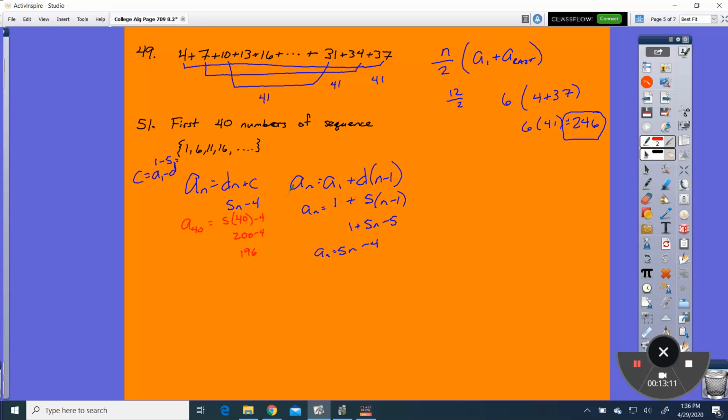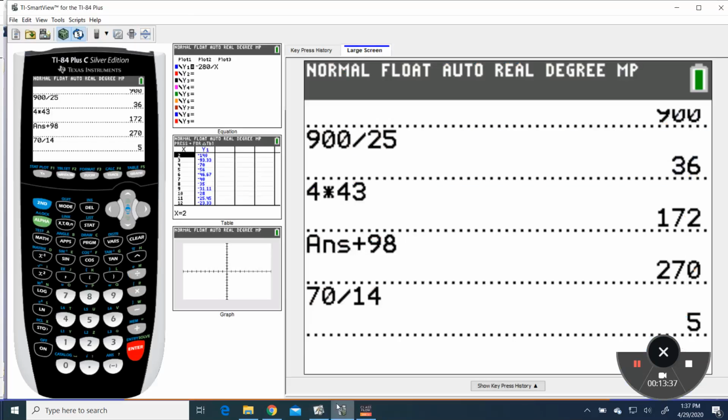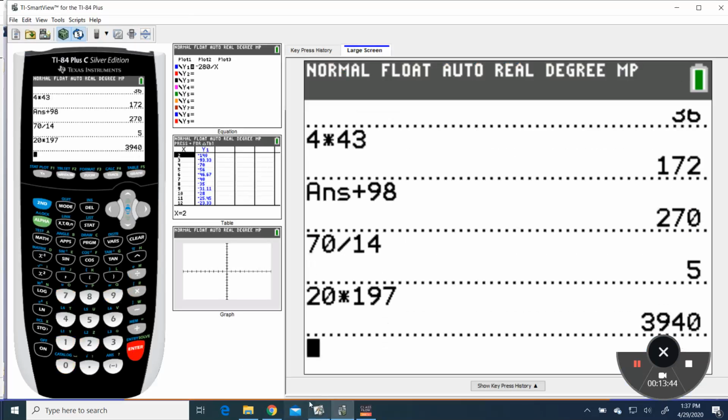So now I can use this formula that says if I know the number of terms, I know the first term, and I know the last term. So I know there's 40 terms. So 40 divided by 2 is 20. The first term is 1, and the last term is 196. We just calculated it, the 40th term. So it says add the first 40 together. So 20 times 197. 3,940.